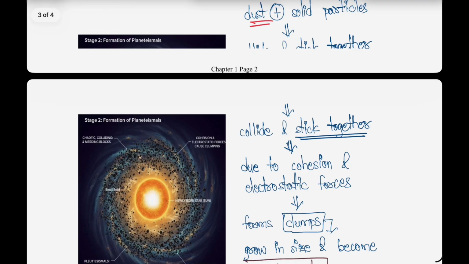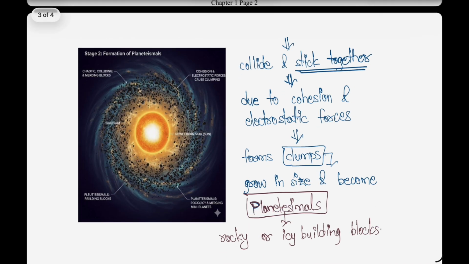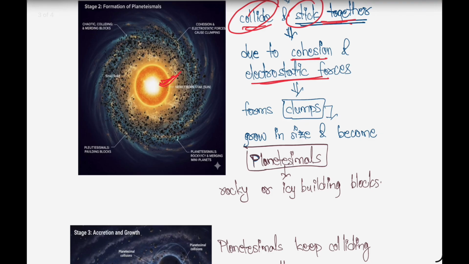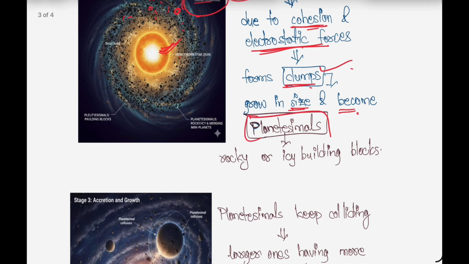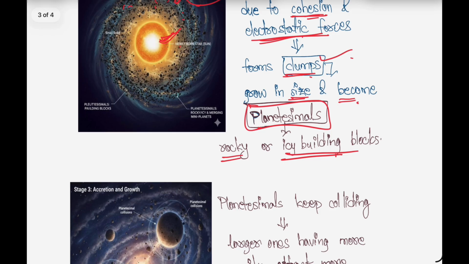So because of which, what happened? The dust and particles present outside this sun will start to collide and stick together, right? Because of cohesion and electrostatic force, they will form clumps, and these clumps will grow in size and become planetesimals, which are rocky or icy building blocks, right? These are the planetesimals, which are specifically rocks. Fine.